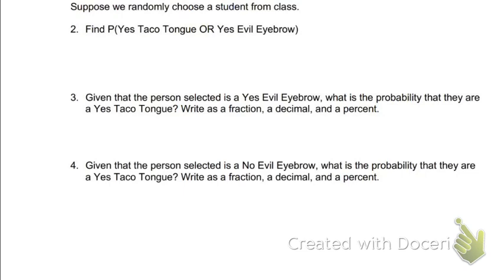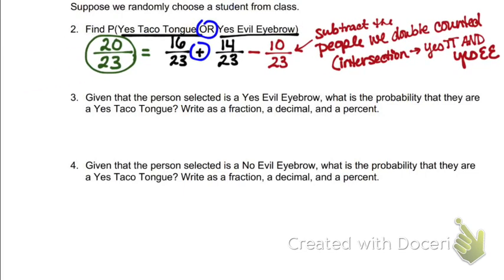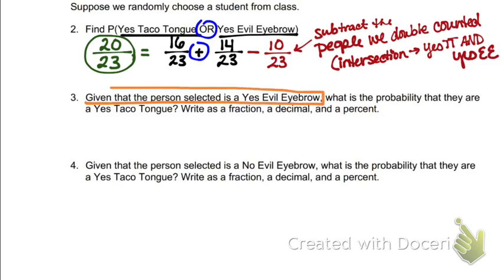I want to look at what number 3 is asking us. Given that the person selected is a yes evil eyebrow, what's the probability that they are a yes taco tongue? Write it as a fraction, a decimal, and a percent. I want to break down this first piece here. Give it a different context for a moment.